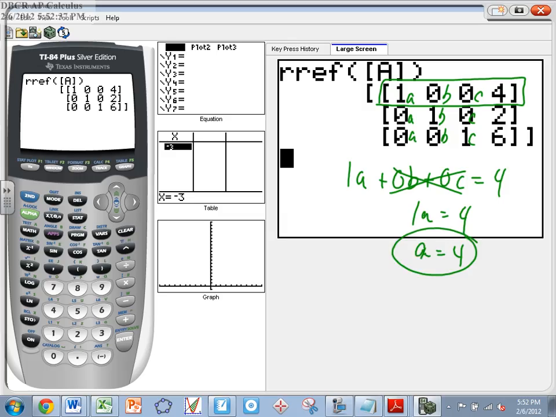Again, so this is the A value. This turned out to be whatever the second column is, or the B value. That's the second column. And this answer will give you the third column. Again, we've done this many times in class. Okay, this is your C value.